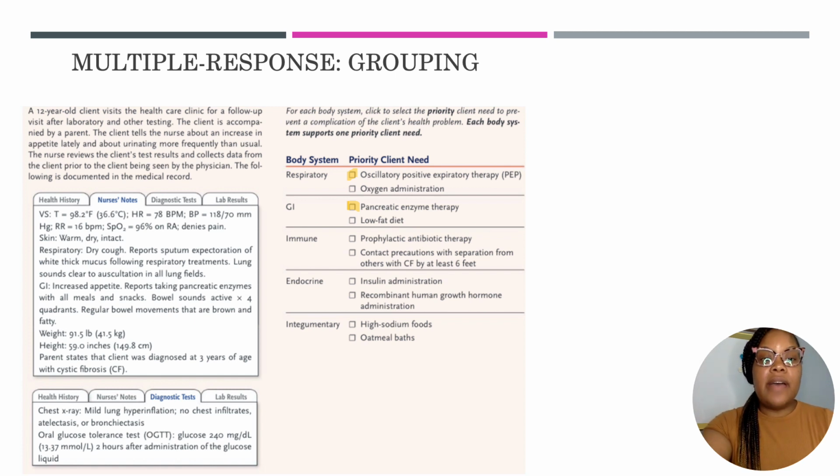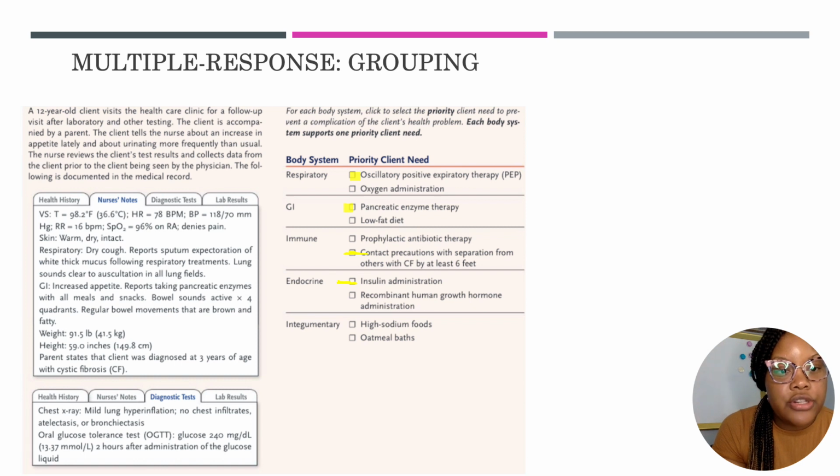So patients who have CF are at risk for CF-related diabetes. So we looked at our blood sugar level, and our blood sugar level is high. So guess what? Insulin administration would be appropriate in this setting. All right, so the final part of this question is the integumentary system. So it says, would you do high sodium foods or oatmeal baths?